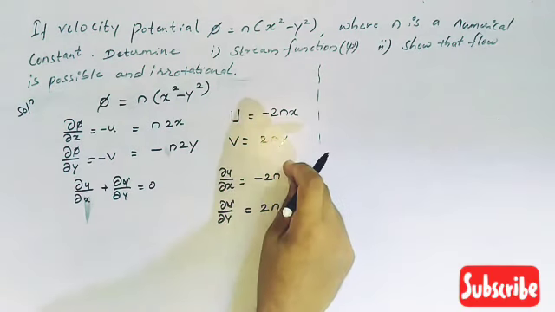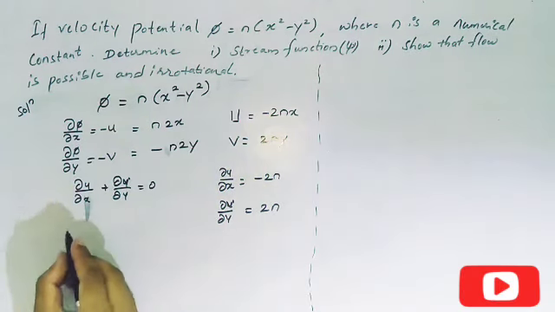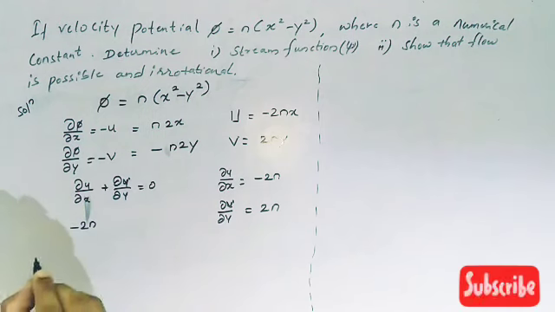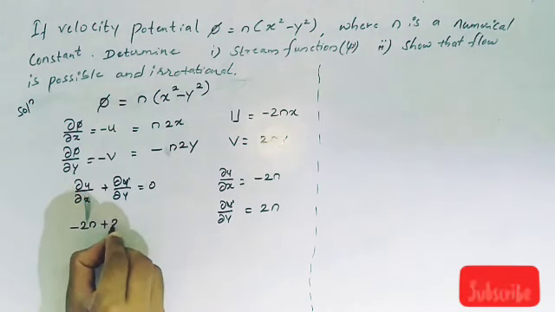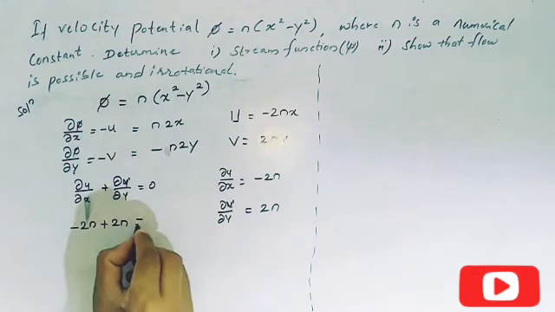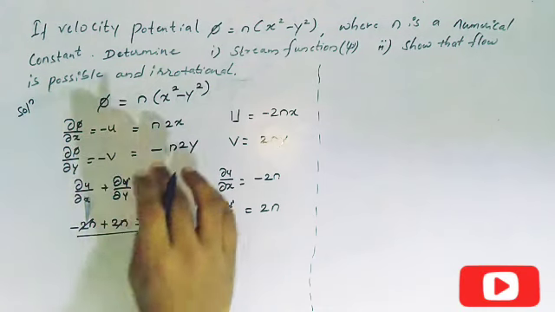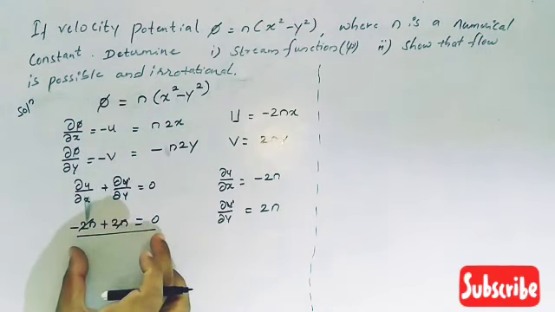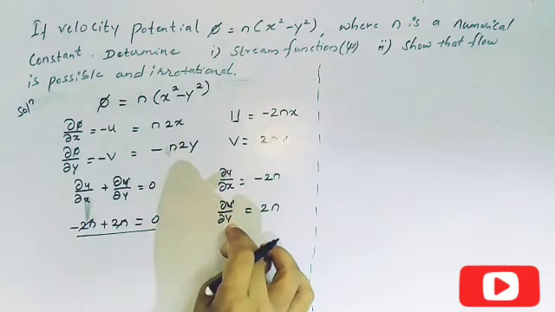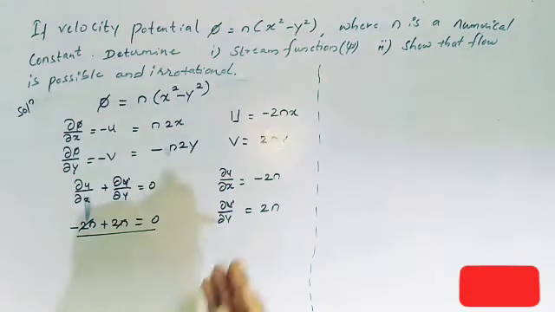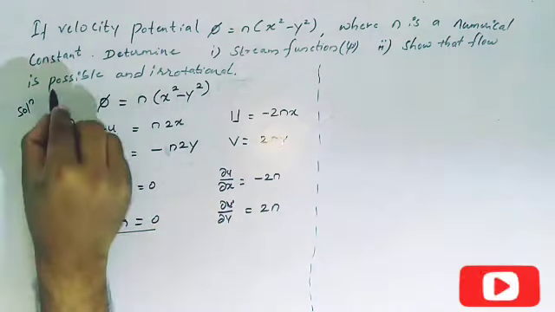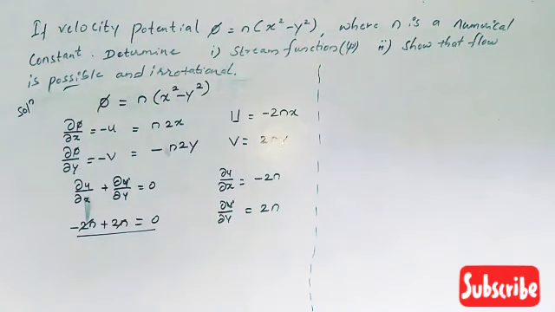Now substituting ∂u/∂x and ∂v/∂y in the continuity equation, we get minus 2n plus 2n, which is equal to 0. This shows that the flow is possible, as it satisfies the continuity equation. So we have proved that the flow is possible.